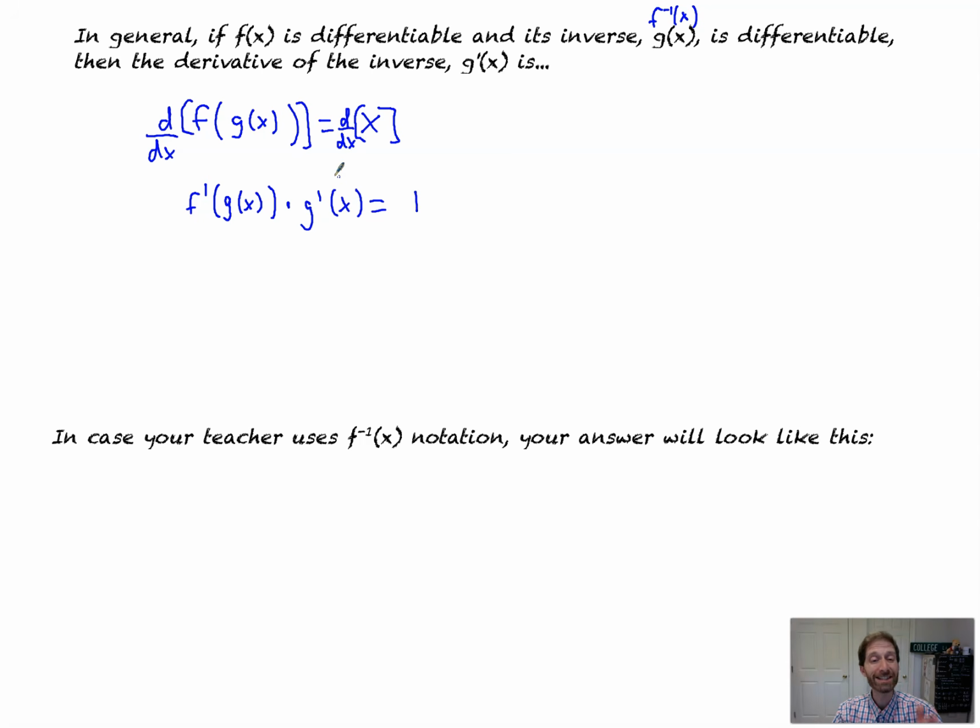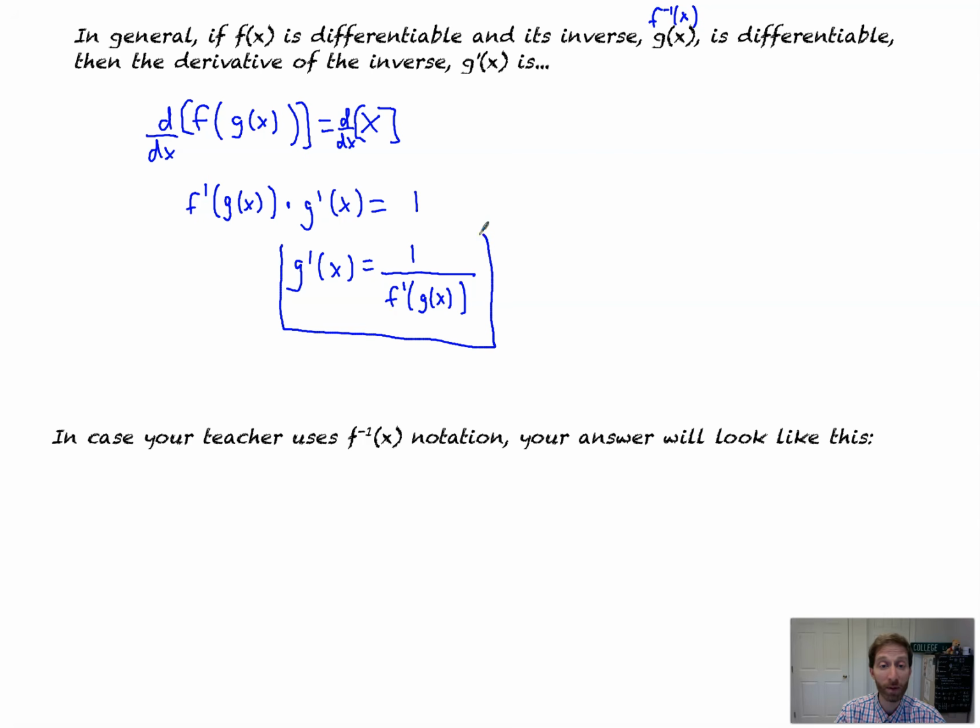Now what we want is the derivative of g. So we'll solve for that and divide by this because we don't want all of that. We want g prime alone. And that's equal to 1 divided by f prime of g of x. And that is a beautiful thing. That's your formula. So if you must memorize it, fine, but otherwise, I derive it every time, fresh. I'll be doing that in the examples too.